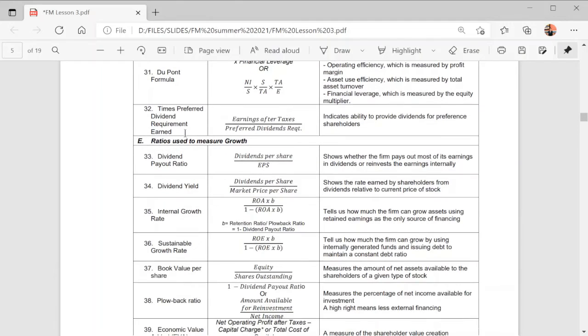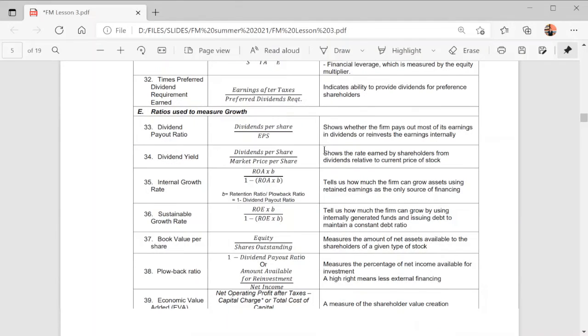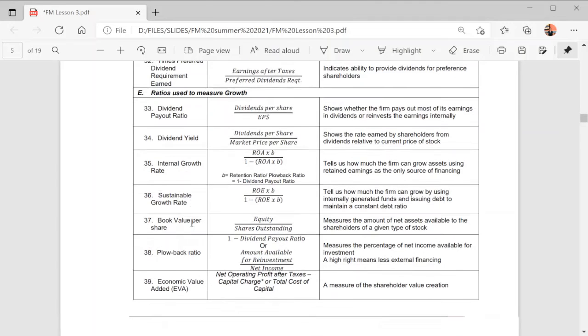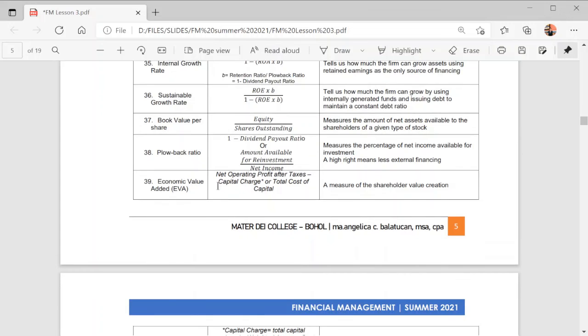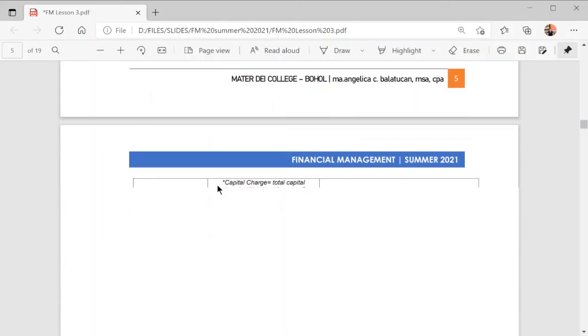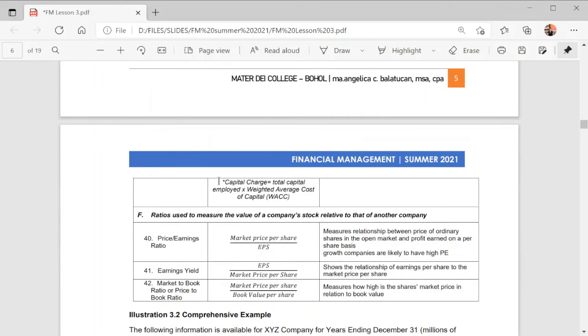Then you just go over the other formulas. We have ratios to measure growth. We have dividend payout, dividends over EPS, dividend yield, dividends over market price per share, internal growth rate, sustainable growth rate, book value per share, and EVA, economic value added. These are the most common ones.